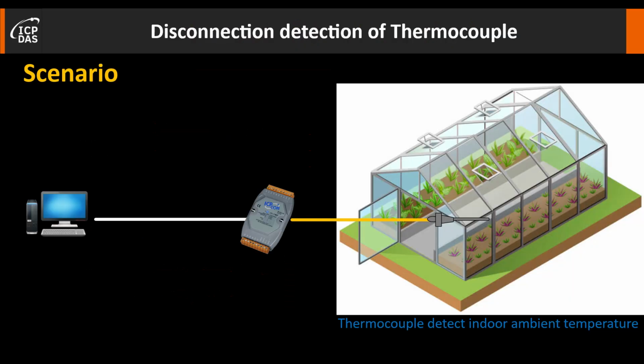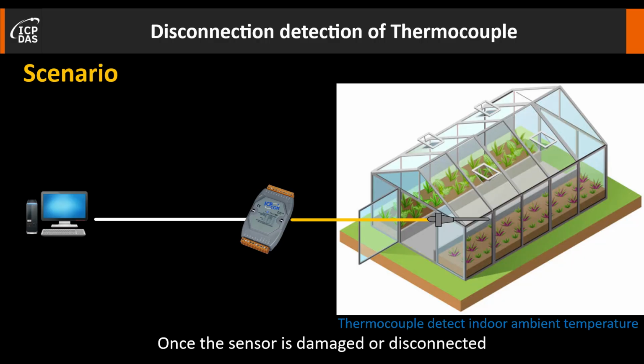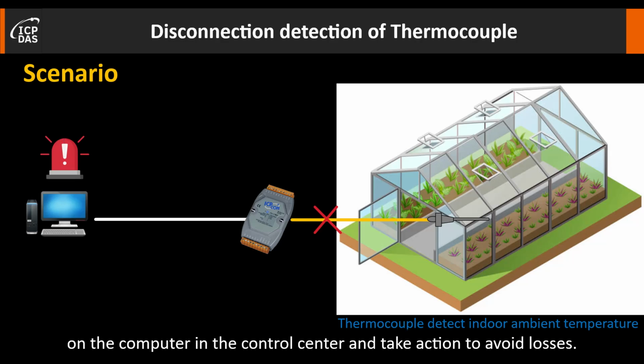Disconnection detection of thermocouple. When you use a thermocouple to monitor the temperature of the plant growth environment in the greenhouse, once the sensor is damaged or disconnected, you can immediately know about the abnormality on the computer in the control center and take action to avoid losses.